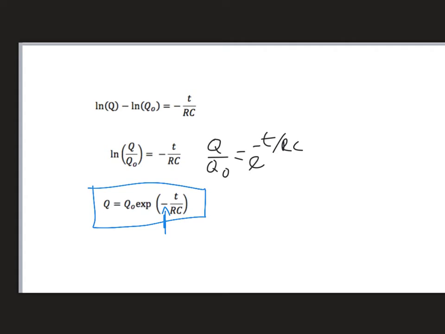Notice again, we still get this RC value here, which is the time constant of the circuit. That's very important in RC circuits. That value is the time constant of that circuit, and it tells you basically how quickly the circuit is going to decay. And of course, for a charging circuit, it tells you how quickly it's going to charge.